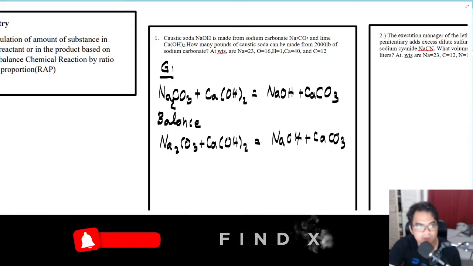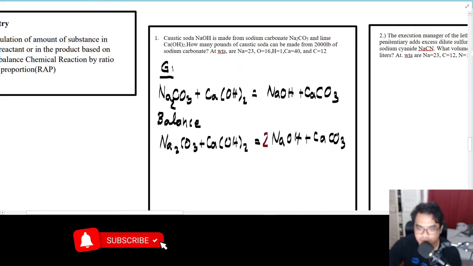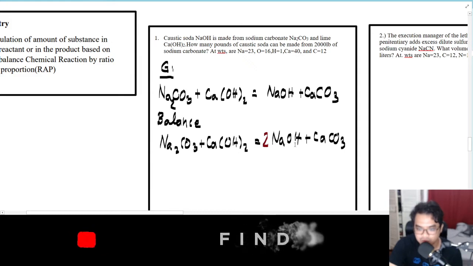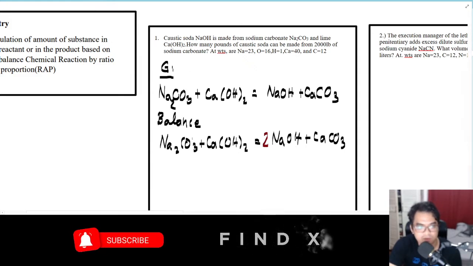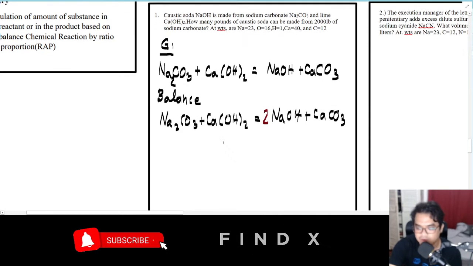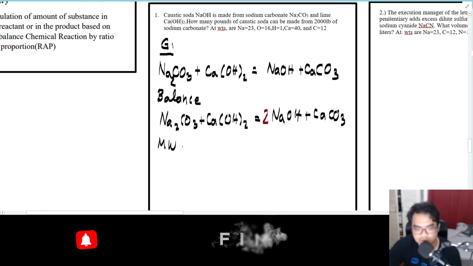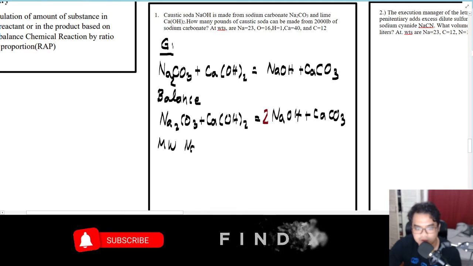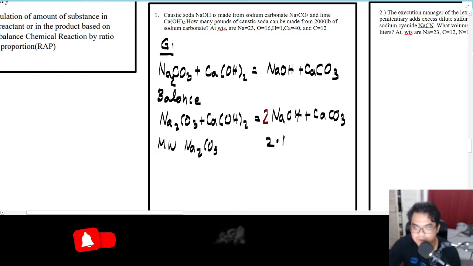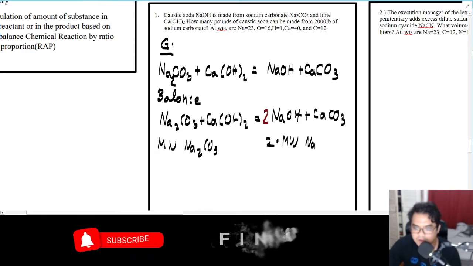To make it balanced, we can just put a two here. In this case you have two Na, two oxygen, and two hydrogen. Therefore, that is already balanced. So what happens here is you have to get now the molecular weight of Na2CO3, and then times 2 of the molecular weight of NaOH.